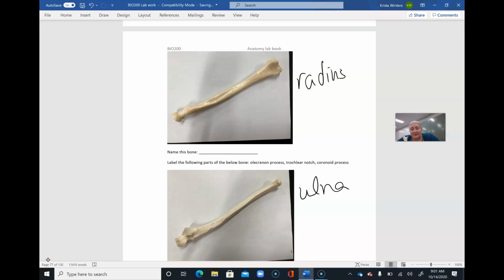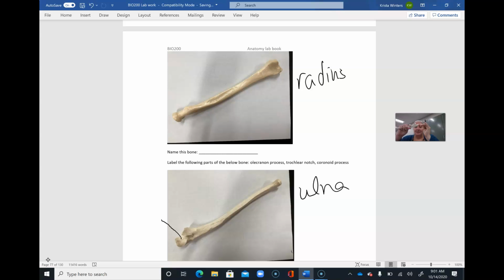How I remember is the ulna has this notch, and if you turn the notch this way, right there, you can kind of see a U for ulna. The radius doesn't have that. So that's how I identify the ulna from the radius, okay? So the ulna has specific regions that you have to know.